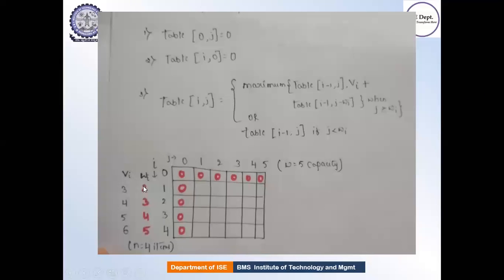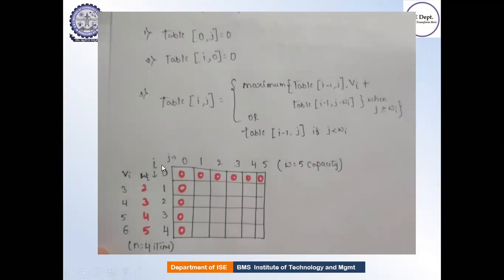Here also I have the total objects. This is for objects: 4 objects I have, but 5 rows are required, because it starts with 0. The first row and the first column, 0, 0, are used for calculation purposes. That's all.